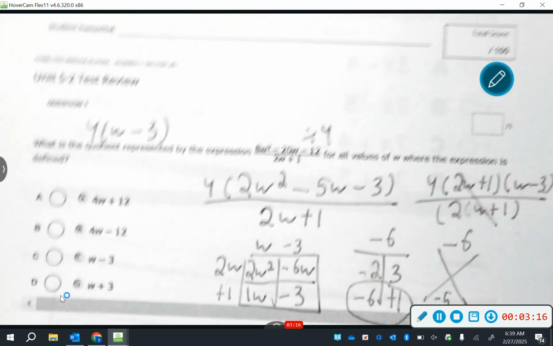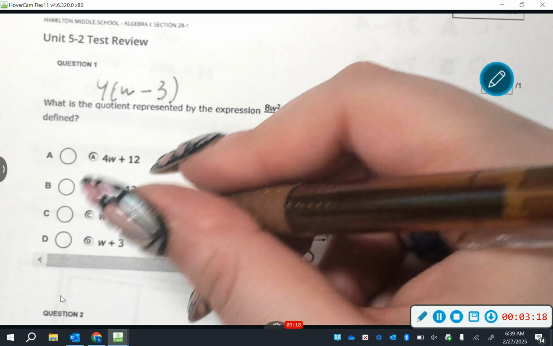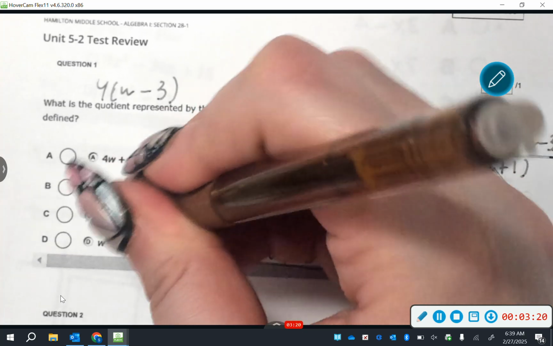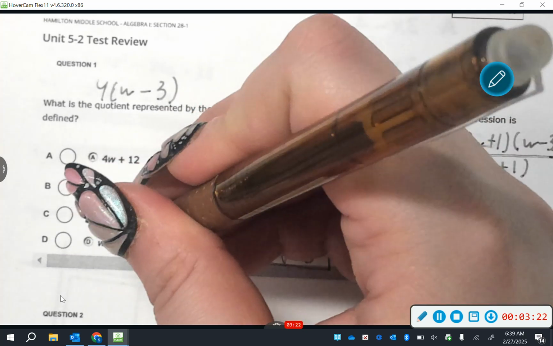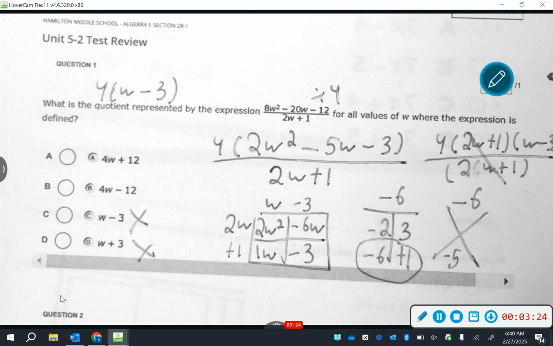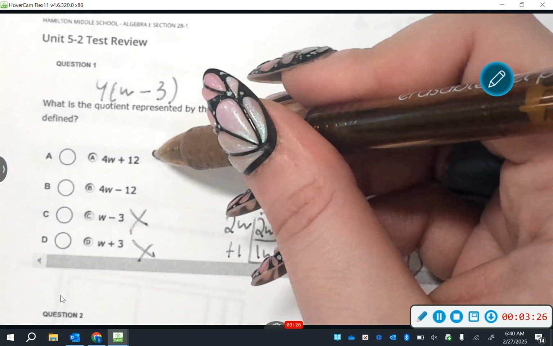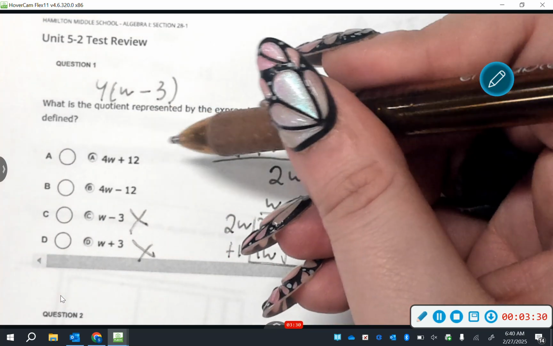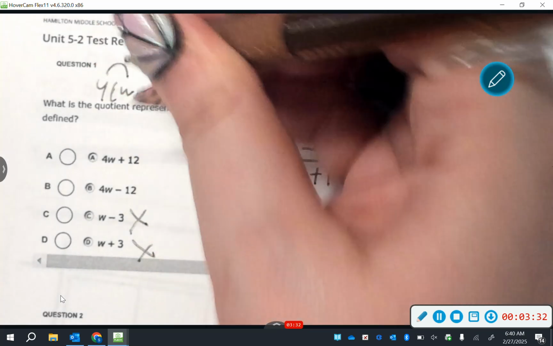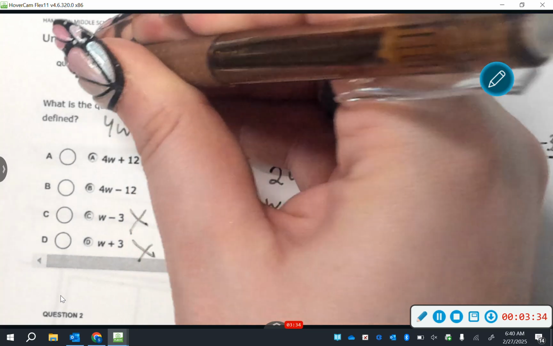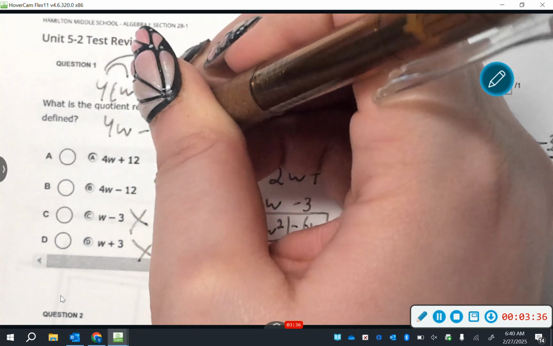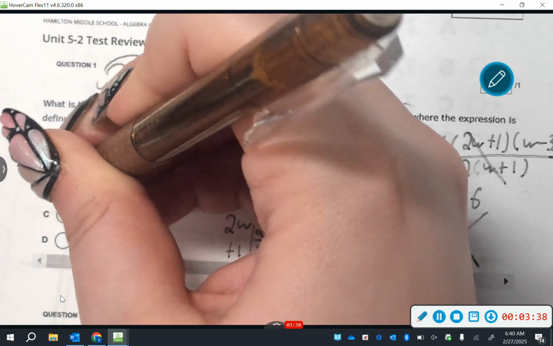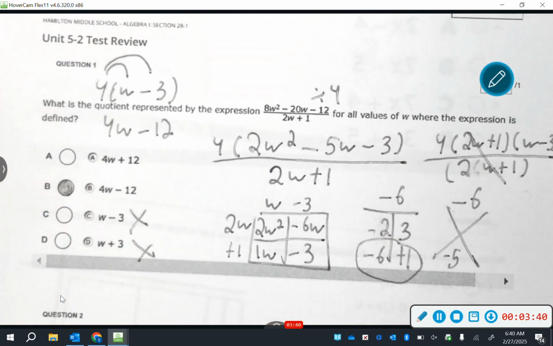Well, they don't give us that as an option. They give us a w minus 3, but that's not the same as 4 times w minus 3. It's a w plus 3. So it's either going to be 4w plus 12 or 4w minus 12. Well, if I distribute or multiply here, 4 times w is 4w. 4 times negative 3 is negative 12. Our answer would have to be what's left over.